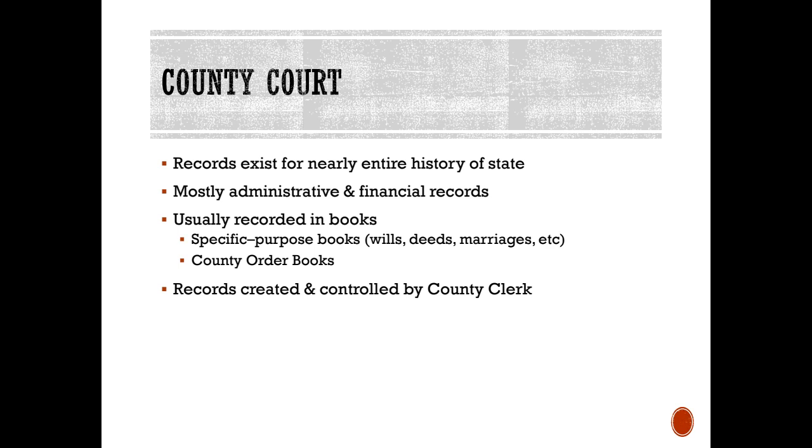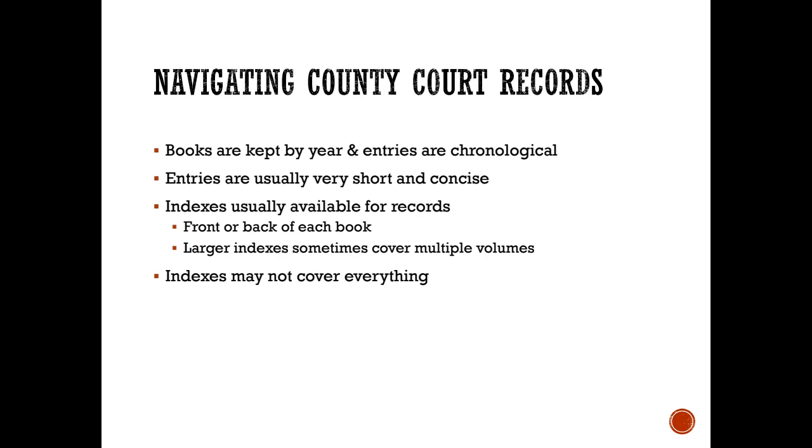These were created and controlled by the county clerk. And usually this was a court that had a county judge that sat above them, or the justice of the peace that controlled them. The county order books were what was used to look at what they did on a day-to-day basis. When you're navigating these county court records, these books are usually kept by year, and the entries are chronological. And these entries are usually very short, very concise, and to the point.